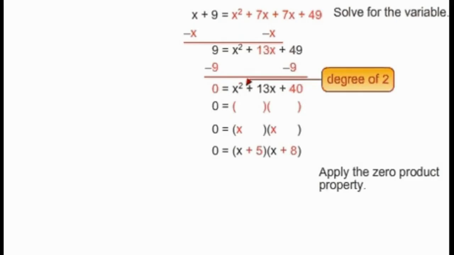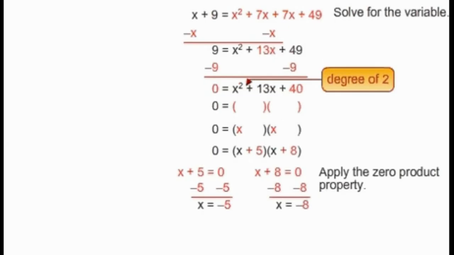Therefore, in order for the given equation to be equal to 0, the factor of x plus 5, the factor of x plus 8, or both, must be equal to 0. All possibilities must be taken into consideration. If the binomial x plus 5 equals 0, then x equals negative 5. If the binomial x plus 8 equals 0, then x equals negative 8.